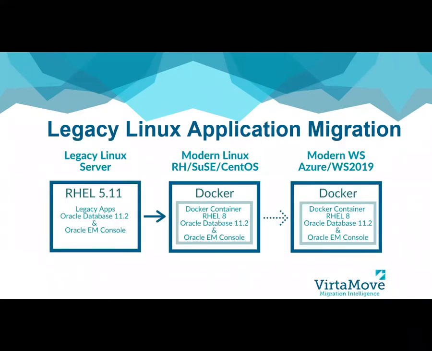So what we're going to show you today from a Linux perspective is a legacy application migration. Our source system is going to be RHEL 5.1 running legacy apps and Oracle database 11.2. And we're going to migrate that initially to a modern Linux environment. It could be Red Hat, SUSE, or CentOS. And that environment is going to contain RHEL 8, and again, an Oracle database 11.1.